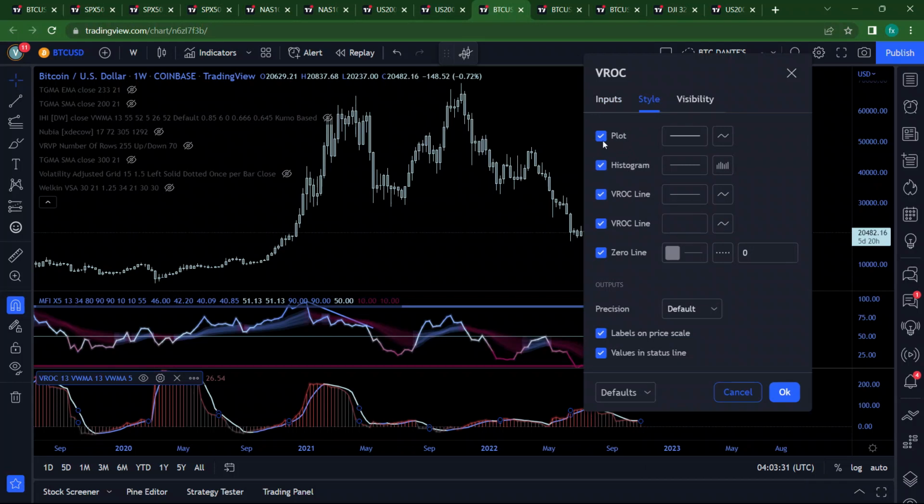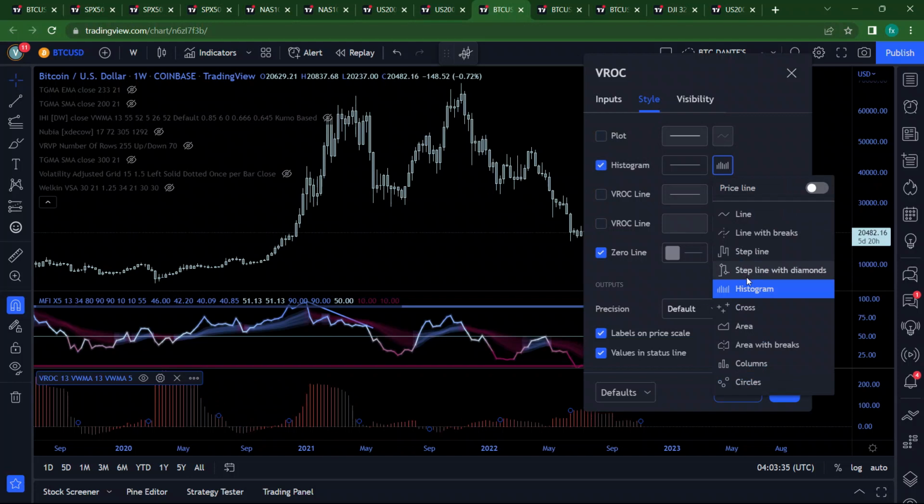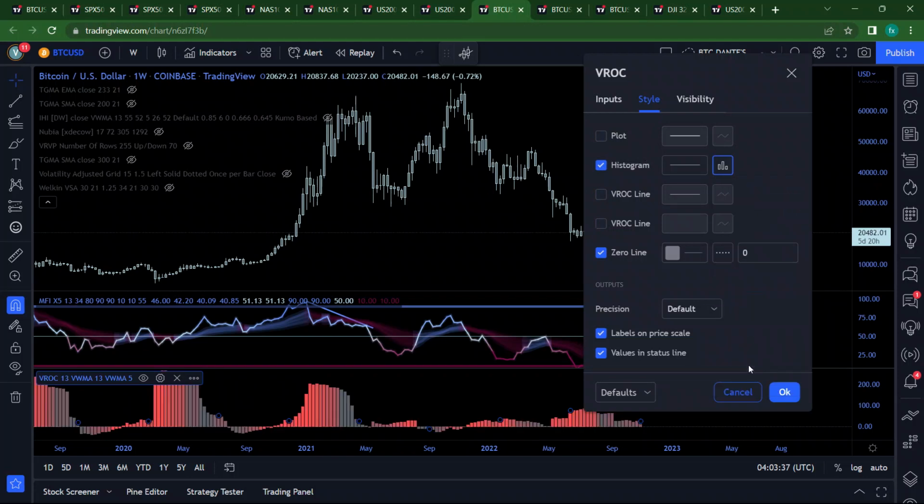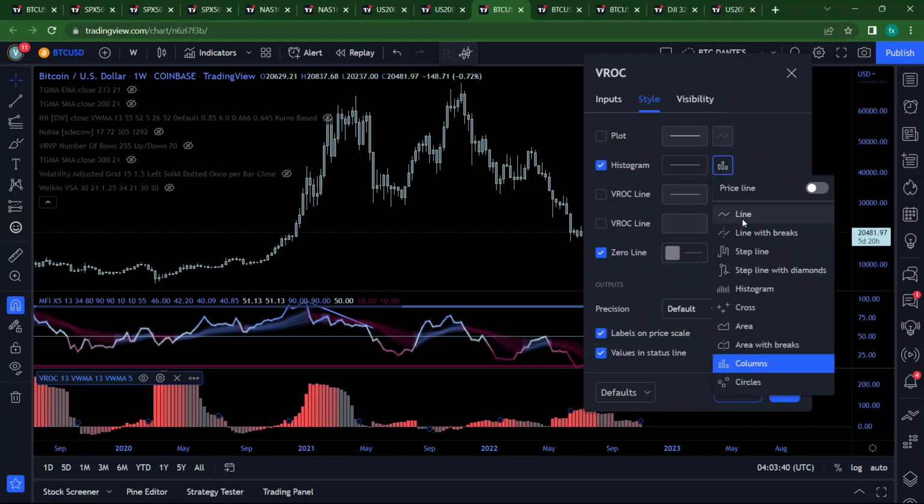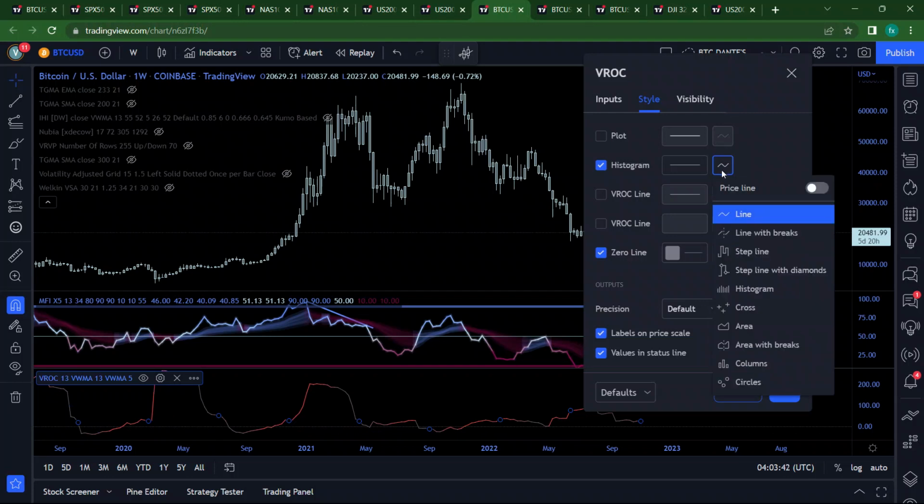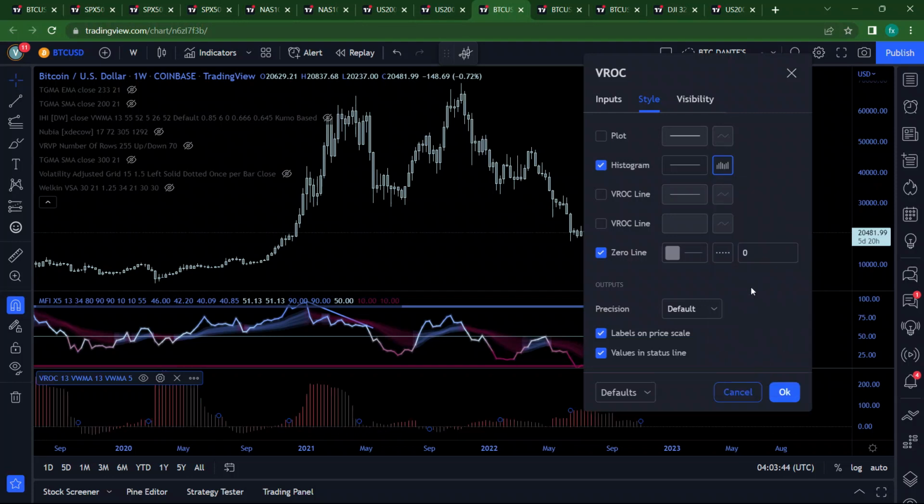Let me go ahead and turn these off, so I'm going to use the stripped down version for demonstration. And of course, you can also change it from histogram to, say, columns, or from columns to a line chart. Lots of different things you can do with this. I like the histogram personally.